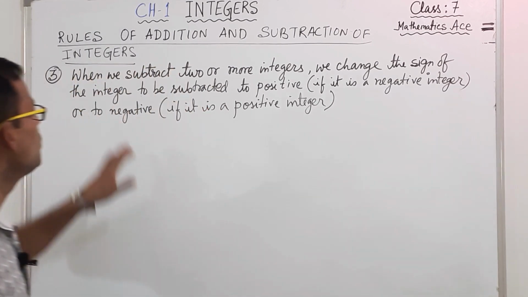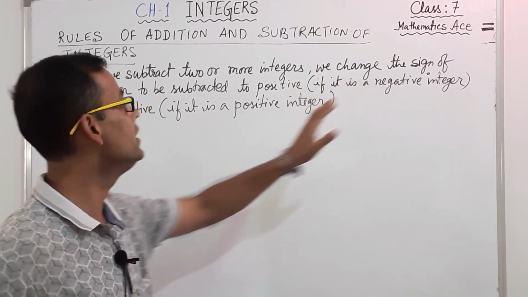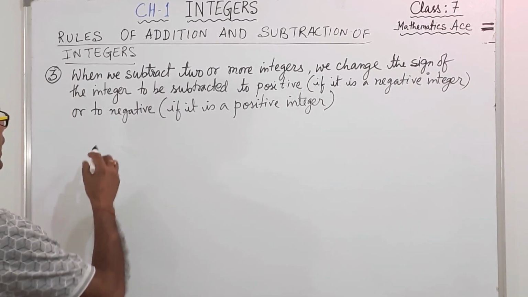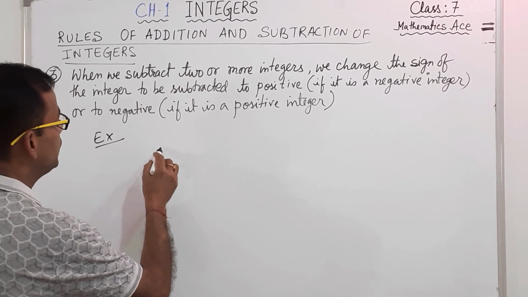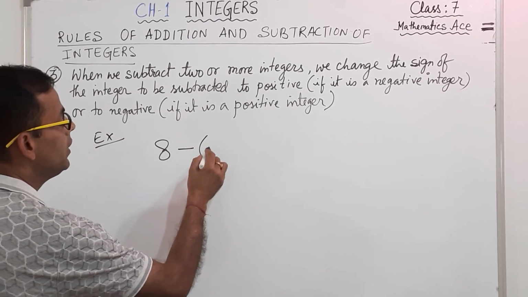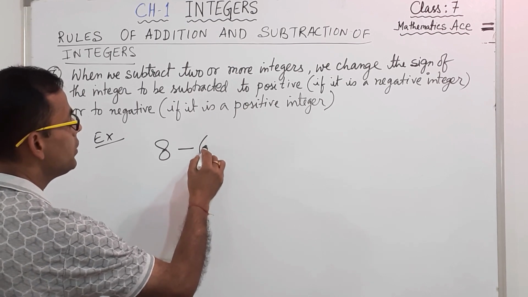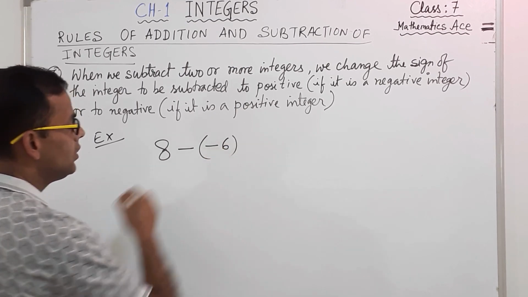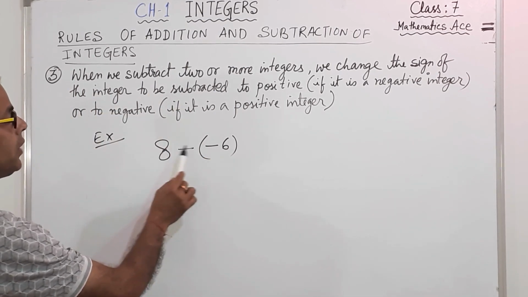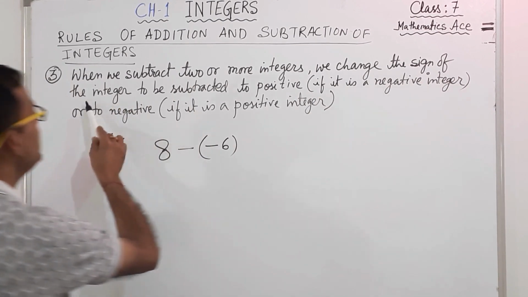Okay. Now let us come back, when we subtract two or more integers, we change the sign of the integer to be subtracted. Okay. Suppose let me take one example. Suppose if I take 8 and we are subtracting with, suppose this is telling positive, so let me write here minus 6. Okay. So when we subtract, see, subtraction sign is there, two integers. Okay, one integer is 8, one is minus 6. We change the sign of the integer to be subtracted.